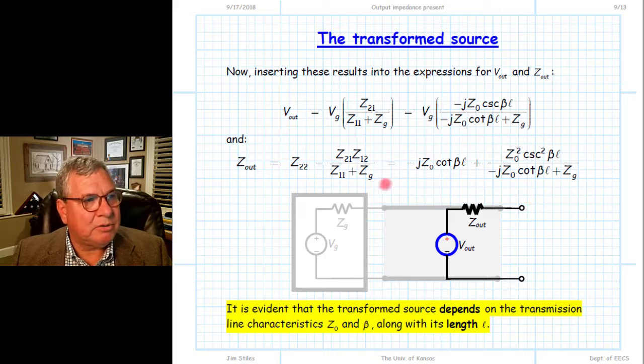I just wanted to go through and calculate the general expression and show that these are plausible results. They pass the sanity check. They have the right units. They involve all of the elements of the circuit itself.